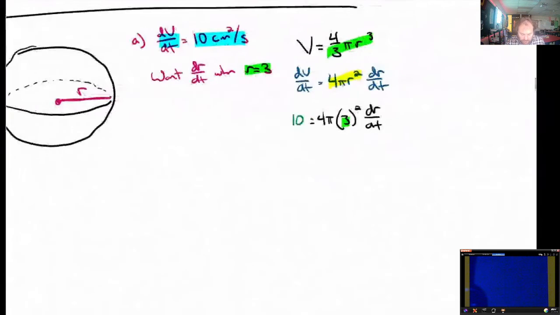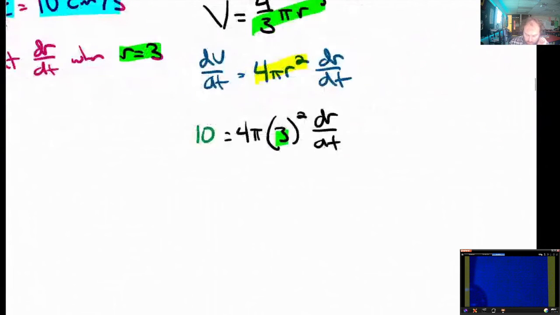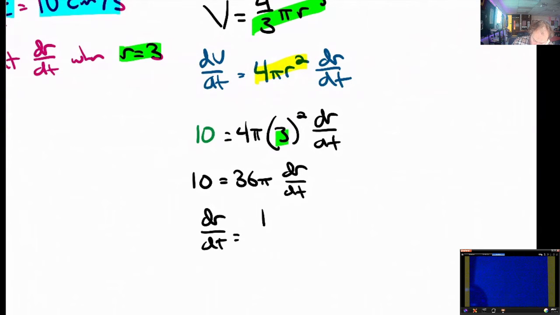So all we have to do now is focus on a little bit of algebra here. 10 is equal to 3 squared is 9. This is 36 pi dr/dt. And so dr/dt is equal to 10 divided by 36 pi. Or if you want to divide those both by 2, that would be 5 over 18 pi. Like that. If you want the actual decimal, you could do that.